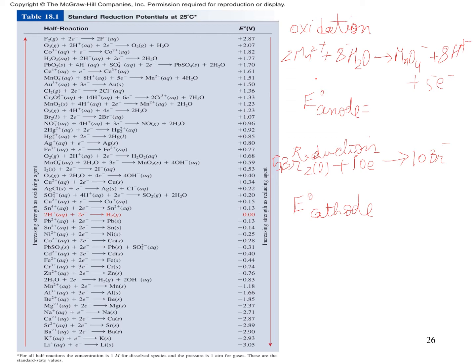The question is asking, is this reaction spontaneous or not? How do we know that? We are going to figure out what the potential would be if this reaction is happening at the cathode and this reaction is happening at the anode. We'll assume this is what is happening, and then we'll calculate E of cell by adding E of cathode plus E of anode. If this value is positive, it's spontaneous; if it's negative, it's non-spontaneous.